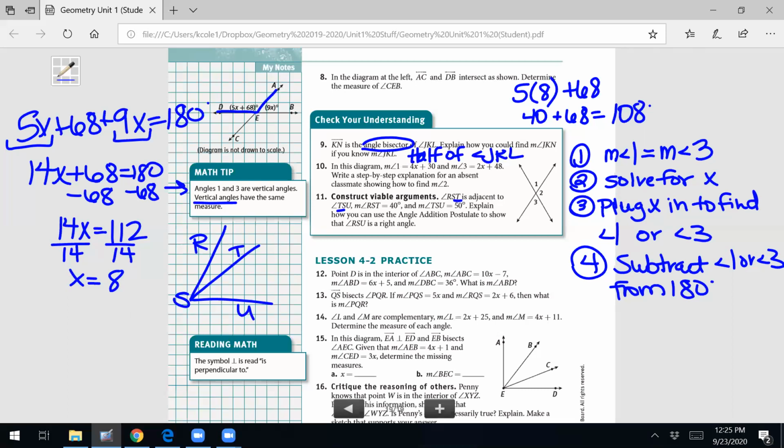It goes on to say that RST is 40 degrees and TSU is 50 degrees. It says, explain how you can use the angle addition postulate to show that RSU is a right angle. Add the two smallers, 40 plus 50. That's going to give you 90 degrees. If it's 90 degrees, it's a right angle.